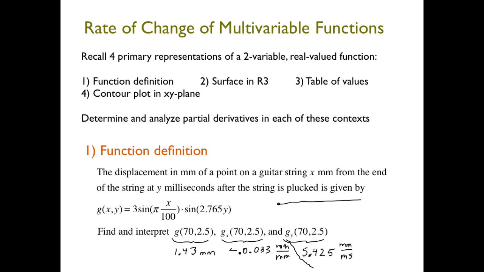So there's kind of lots to say now. There's more to say than just our old school rate of change with just 2 variables. So describe fully the meaning of this number, negative 0.033, and describe fully the meaning of this number, 5.425. Get a partner. Everyone's talking to somebody. Practice. What do these numbers mean? In the context of the guitar string.